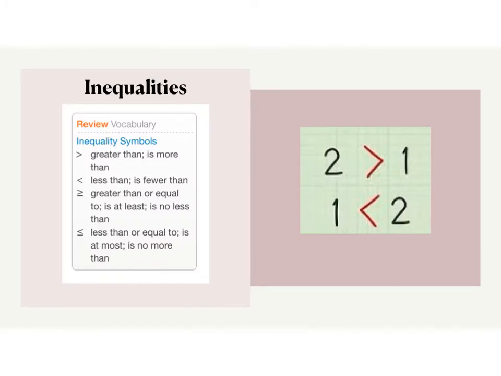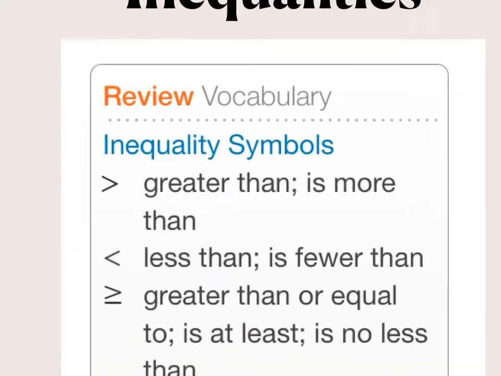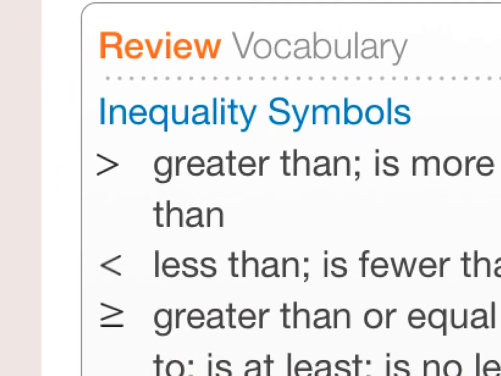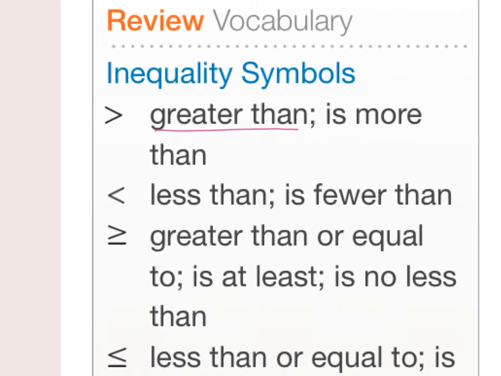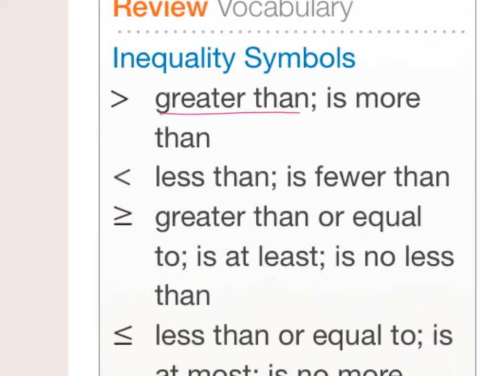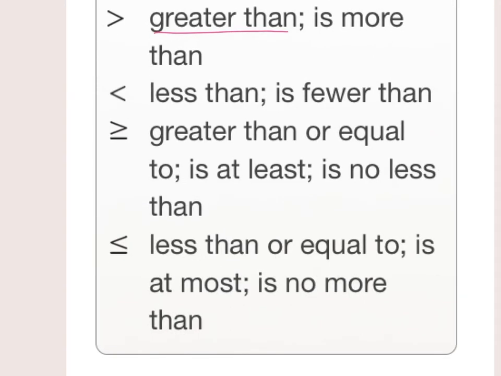So on the next page we have all 4 of our inequalities. Just like how you read from left to right, you start from the left and go to the right. So if the left side is open wide, that would be greater than. If the left side is closed, that's less than. So we would read it as greater than and less than. And then if it has the line on the bottom, it's greater than or equal to, or less than or equal to.